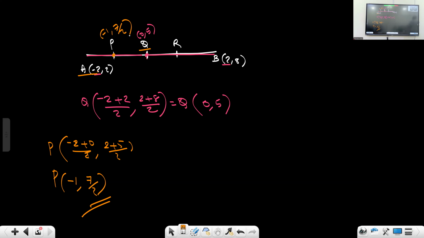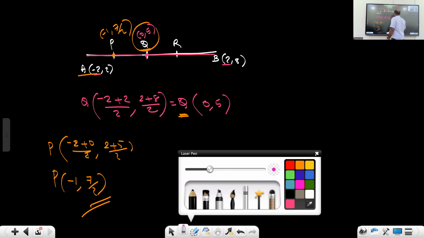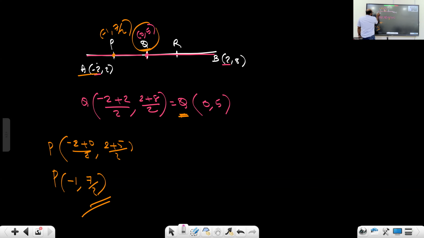Sir, isn't it 0, 5? 0, 5 is Q. That is Q coordinate. Q 0, 5, you know. Yeah, so won't it be 0 plus 5 by 2? How 0 plus 5 by 2? We people are adding x value. Maisha, see, this is your x value. Minus 2 plus 0 is what? Minus 2 plus 0 is minus 2, not 0.